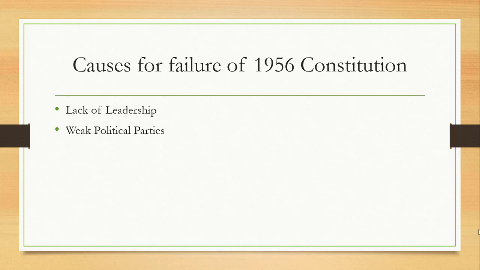Next is weak political parties. In those days, there were no organized and disciplined political parties. All were very weak and were facing many sanctions. So no party had absolute majority to form government. So political parties were made and dissolved within a night, and there was no rule of floor crossing.